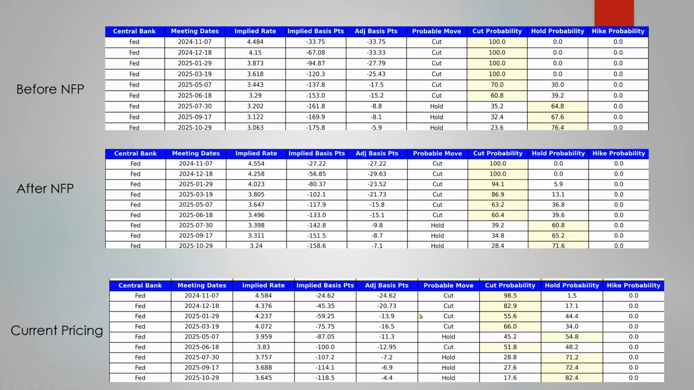Markets are not even fully pricing in that 25 for the November meeting. And even worse, money markets are doing what they usually do. They are not even fully pricing in the December meeting again. So you can see how they went from fully pricing in that December meeting at 33 basis points cuts to now just 20 basis point cuts, which means they are not even fully sure of a 25 for December.